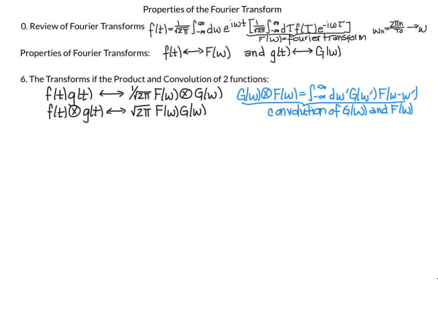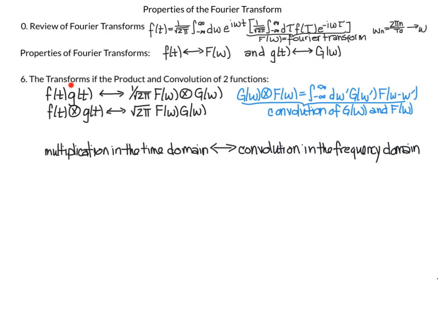But what we do have is that the Fourier transform of the product of two functions is equal to 1 over square root of 2 pi times the Fourier transform of f convoluted with the Fourier transform of g. So this is the convolution. So multiplication in the time domain is convolution in the frequency domain. Similarly, if you take the Fourier transform of a convolution, then that would just be the multiplication of the two Fourier transforms.